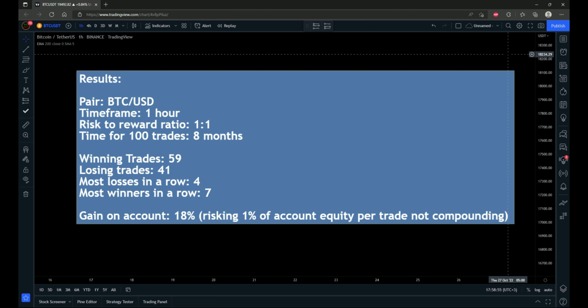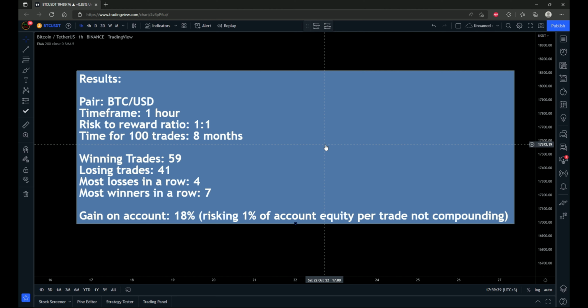All right, results are in after the 100 back-tested trades. This was done on Bitcoin against the US dollar on a 1-hour time frame using a 1-to-1 risk-to-reward ratio. It took about 8 months of price data to find the 100 back-tested trades, and the results were 59 winning trades and 41 losing trades. So 59% win rate, meaning based on this specific test, it gives an edge in the market. Now, that doesn't mean it's going to always give an edge or that it will give an edge on other time frames or other currency pairs, but based on this test, it gives a really nice edge in the market.